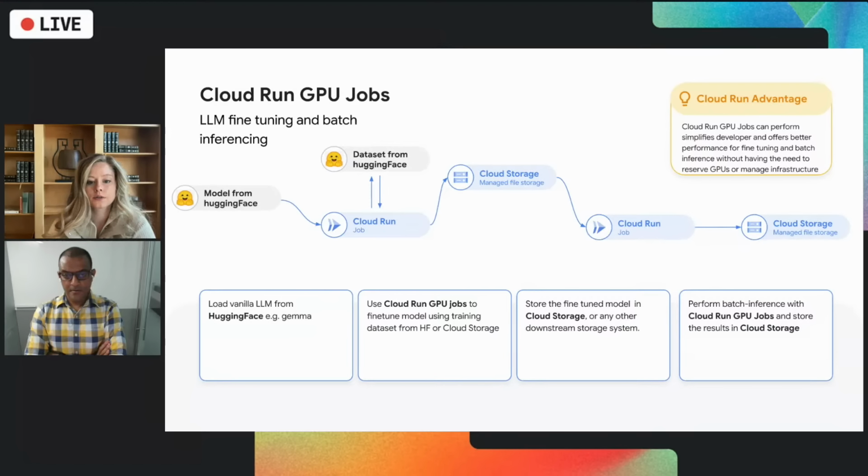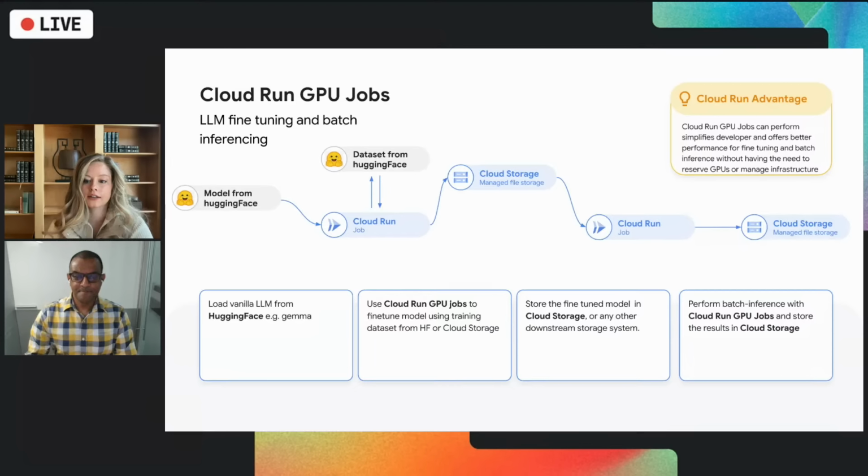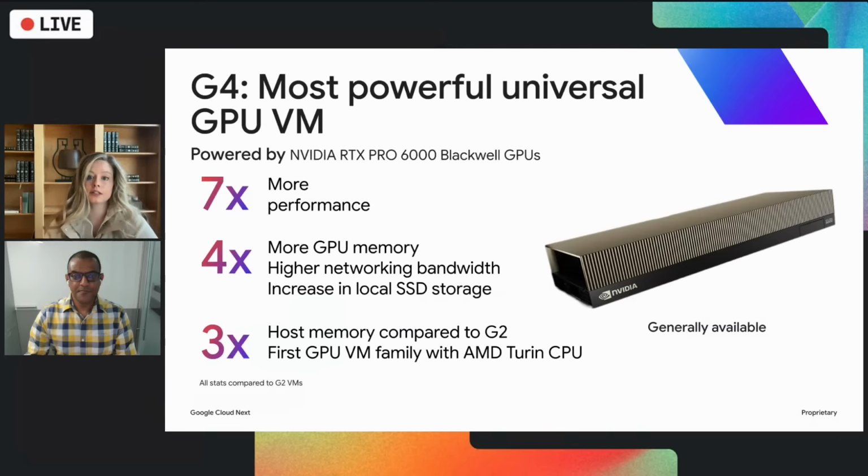And pros and cons. Running Cloud Run with GPUs is a great platform for fine-tuning smaller models or performing asynchronous one-off fine-tuning tasks. You're able to kick off that workload and it can run in the background, and you don't have to worry about managing everything. So let's dive in a little bit more on G4, or NVIDIA RTX PRO 6000 GPUs.